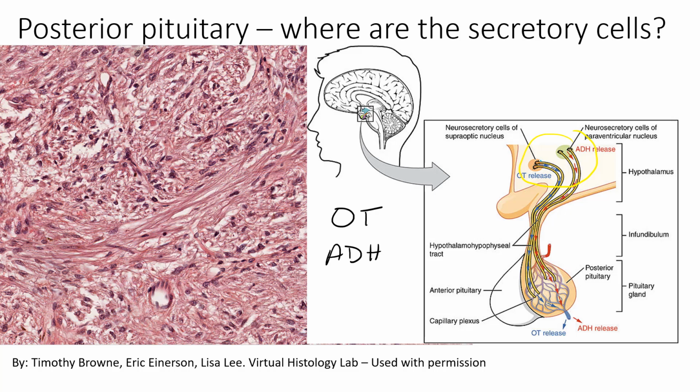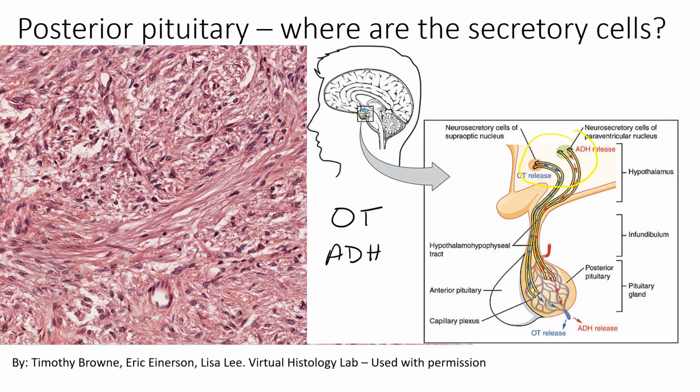So the soma of these secretory neurons lives up in the hypothalamus, and when we need to release oxytocin or antidiuretic hormone, the hormone is made in the soma up in here. It travels down the axons via anterograde axonal transport, where it's going to accumulate as little secretory vesicles called Herring bodies down here in the posterior pituitary.